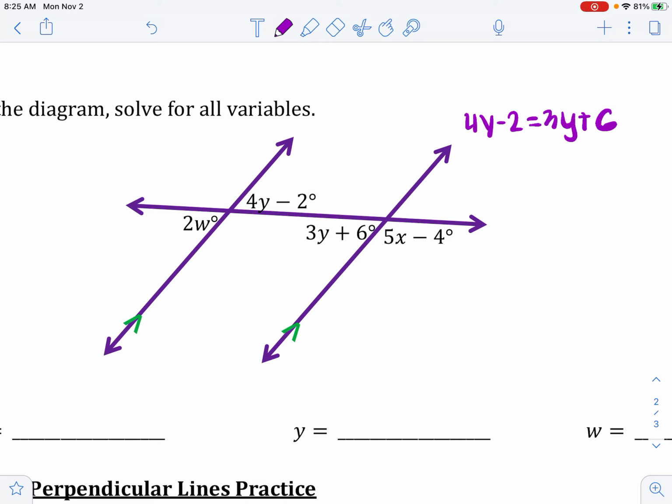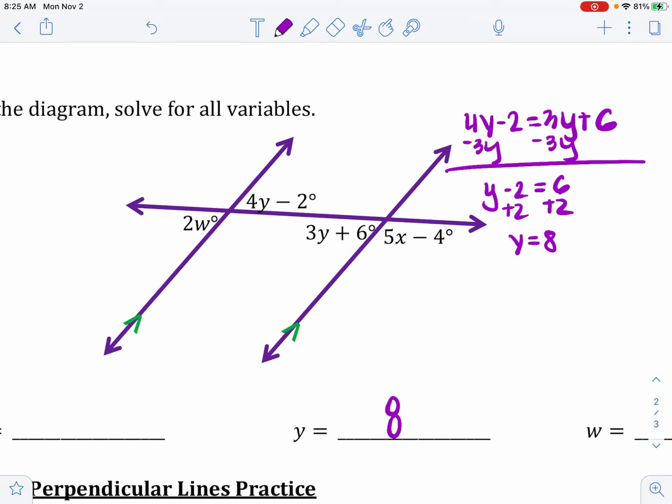So I'm going to do 4y minus 2 is equal to 3y plus 6. Balance my equation. There's no like terms on either side, so I'm going to subtract 3y from both sides to get my y's all on one side. I have y minus 2 equals 6. Add 2 to both sides, and I now know that y is equal to 8. So I can put that on my answer line. Now, really, really important, people forget this step. After you find your first variable, you plug it back in. So I'm going to do 4 times 8 minus 2, which is 30 degrees. So I'm going to cross this off, and I'm going to put 30 degrees right here.